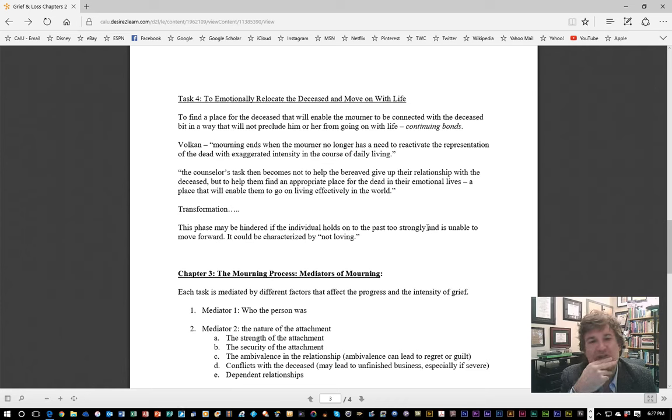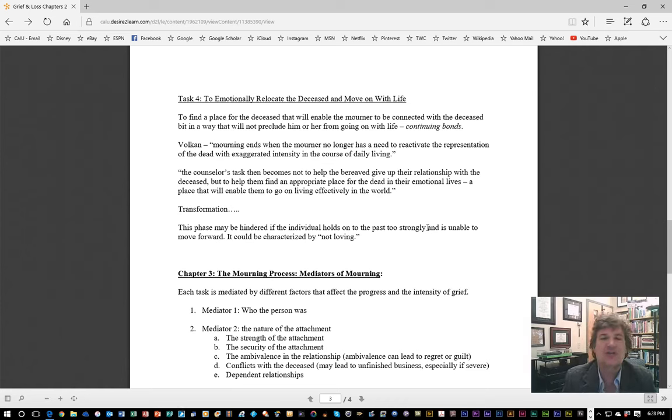Our relationship changes, but we move on with our lives. Mourning ends when the mourner no longer has a need to reactivate the representation of the dead with exaggerated intensity in the course of daily living. The counselor's task then becomes not to help the bereaved give up their relationship with the deceased, but to help them find an appropriate place for the dead in their emotional lives, a place that will enable them to go on living effectively in the world.